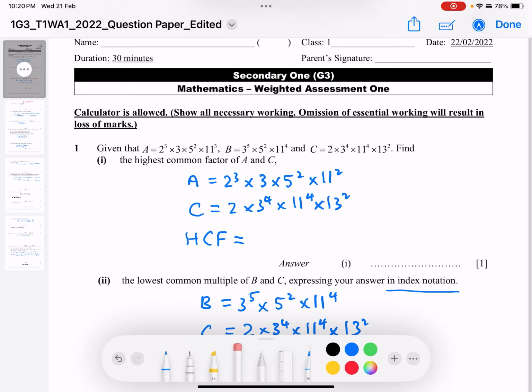Solutions to the Sec 1 WA1 for year 2022. In the first question, we want to find the HCF.